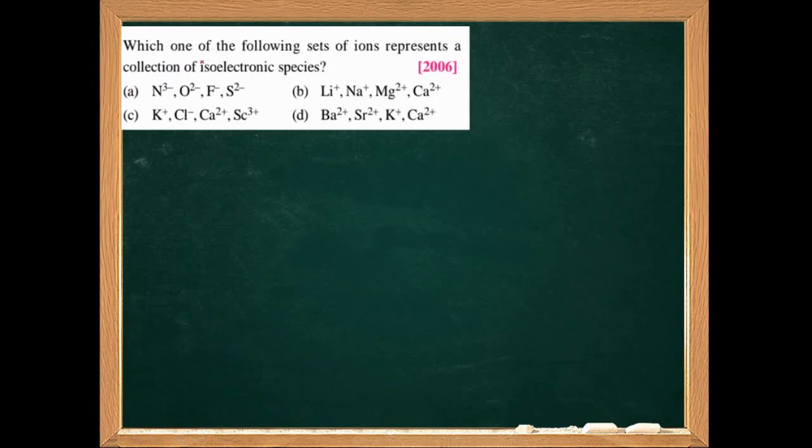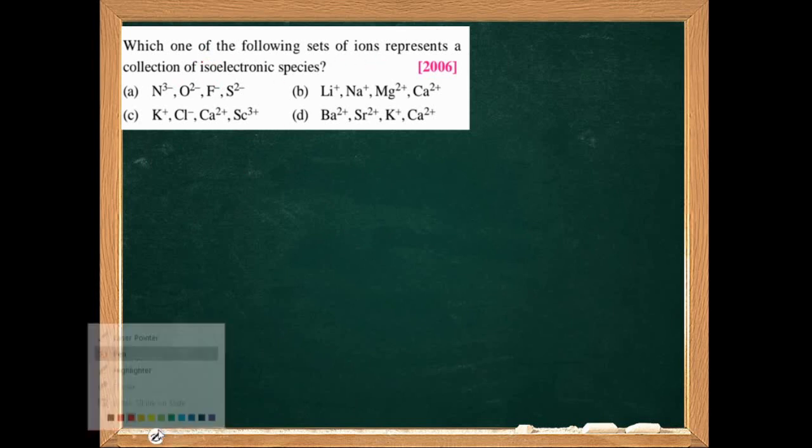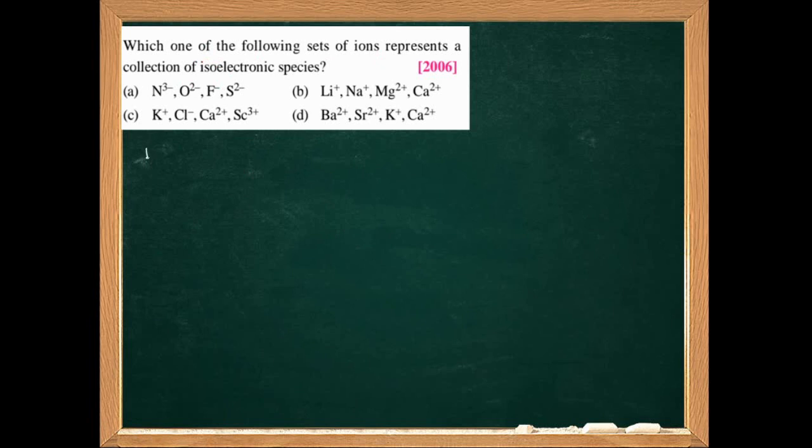In the next one, which of the following sets of ions represent a collection of isoelectronic species? So what is isoelectronic species? Isoelectronic species means the same number of electrons. So we aren't concerned about the atomic number, but only about the number of electrons. So same number of electrons. Okay. Now which of the following species represent that?